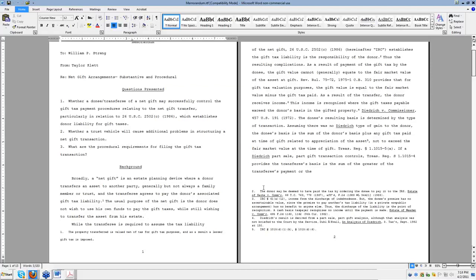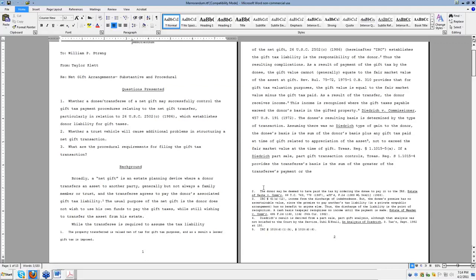With a footnote: the property transferred is valued net of tax for gift tax purposes, and as a result, a lesser gift tax is imposed. Okay, doesn't it say when you read your deed of trust, I hereby transfer all right, title, and interest in the below described property to the lender? Doesn't it say that in the deed of trust? Yes, it does. Well then they're the transferee and you're the transferor.